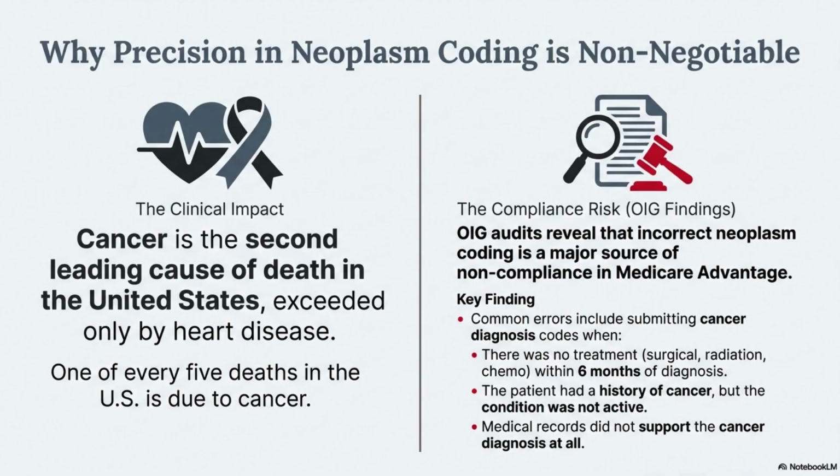From a compliance standpoint, OIG audits consistently show that incorrect Neoplasm coding is a major source of non-compliance in Medicare Advantage. Common errors include coding cancer as active when there's no treatment within 6 months, when the cancer is actually a history of, or when documentation doesn't support the diagnosis at all.